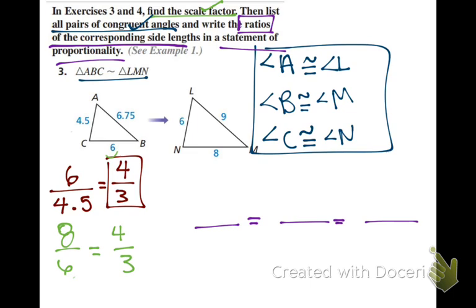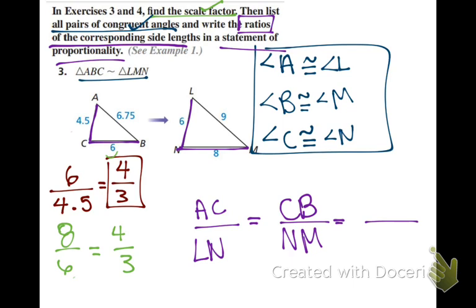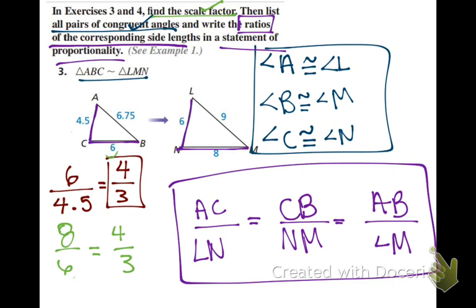Here's a triangle. Do we use the numbers or the letters to write a statement? Letters. So, start with AC. What does AC correspond with on the second? LN. So we got those two. All right, what about CB? NM. And then last, AB. LM. So there are 3 parts to the scale factor. That's one. Congruent angles, that's the other. And the third is a statement of proportionality. All right, any questions on this?